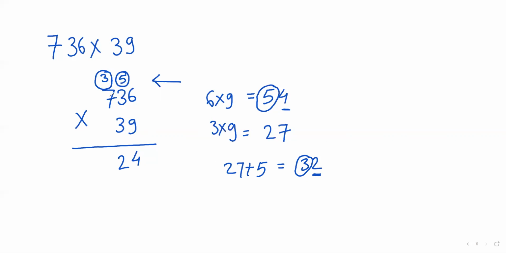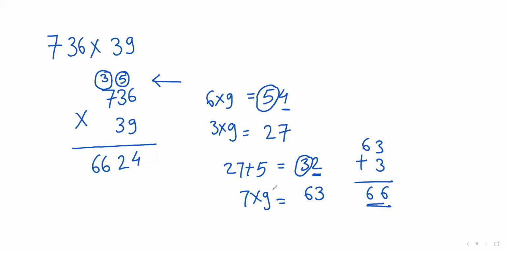Okay, now multiply 7 by 9. What will we get? 7 multiplied by 9. 7 9s are 63. Right, now add this carry to 63. What will you get? 63 plus 3, that is 66. Right, as you can see it is the last digit, so directly write 66 here.